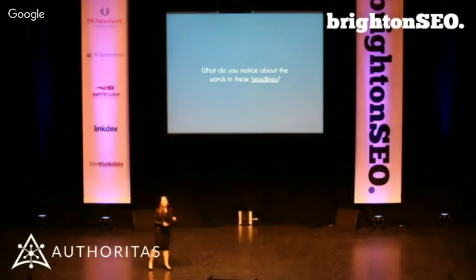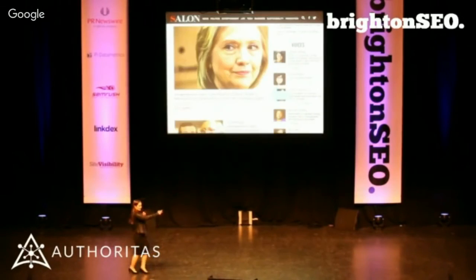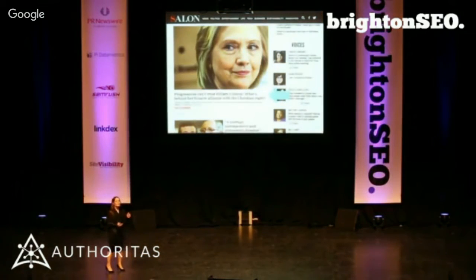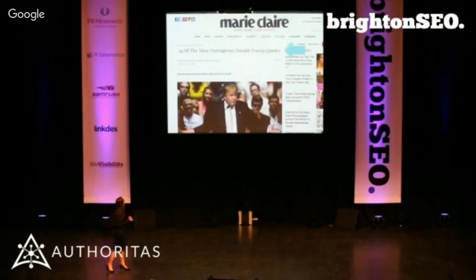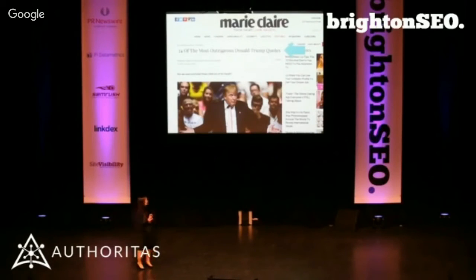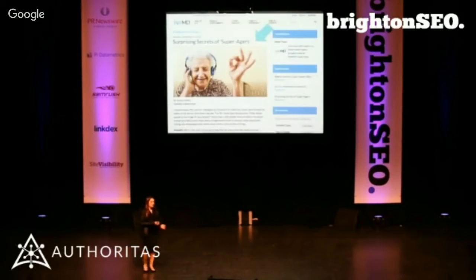So what do you notice about these following headlines? So we've got the first one. It says, progressives can't trust Hillary. What's behind her bizarre alliance with the Christian right? Then we've got 24 of the most outrageous Donald Trump quotes. I don't know how they're able to choose. He's just a total nutcase. And then you also have secret to learning is the reverse of conventional wisdom. And finally, surprising secrets of super agers. What's going on there? What are some of the things that you notice?